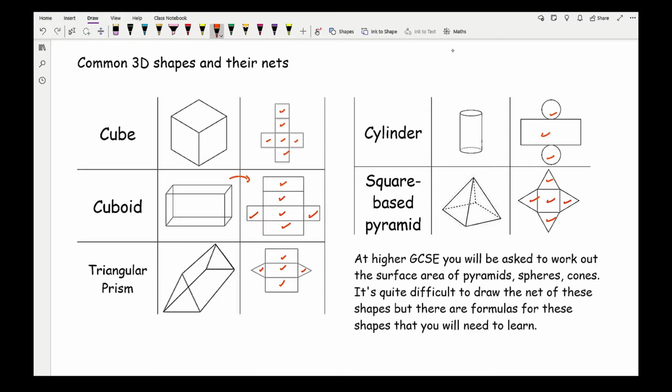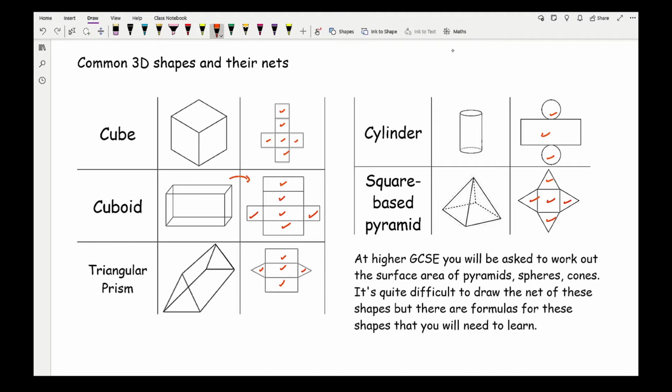So it's kind of like adding all of those areas together. For the cube, it's adding up those 6 squares. For the cuboid, it's adding those 4 rectangles, or potentially 6 rectangles, or even 2 rectangles, I should say. For a triangular prism, it's a case of adding the 2 triangles and the 3 sides. For a cylinder, the 2 circles and a rectangle, and then for the square-based pyramid, it would be the 4 triangles and the square.